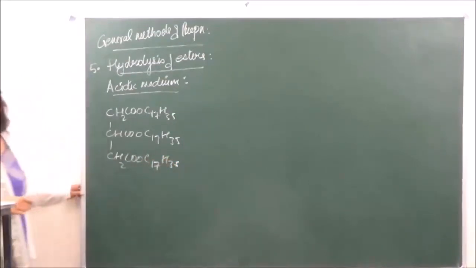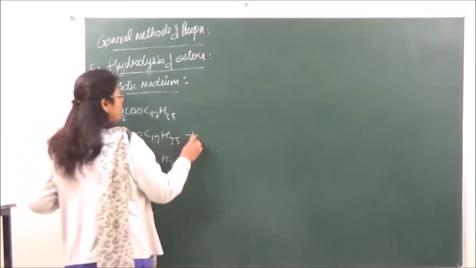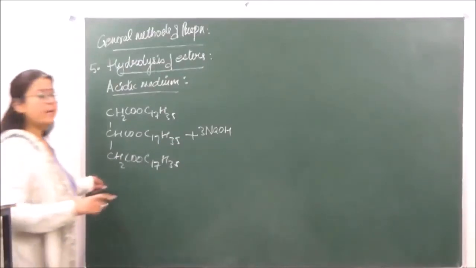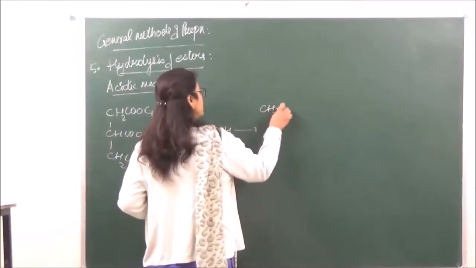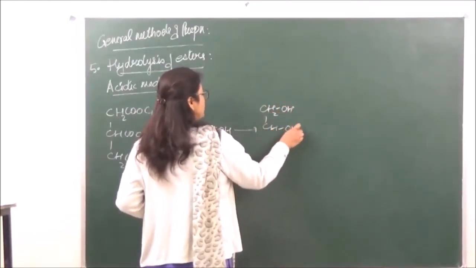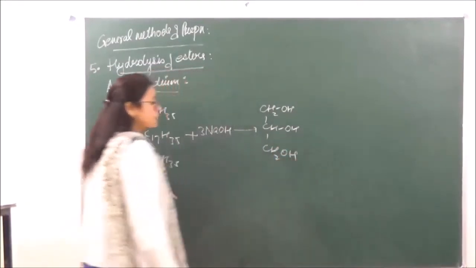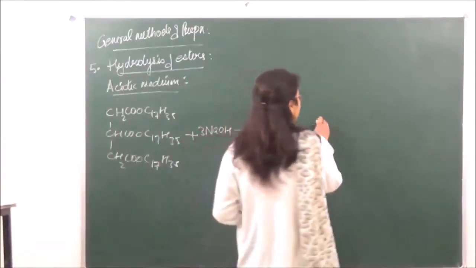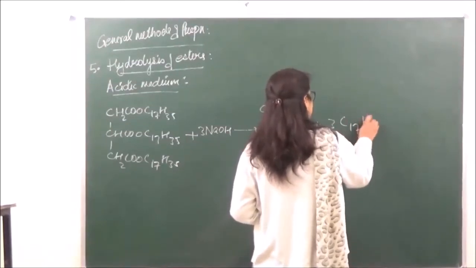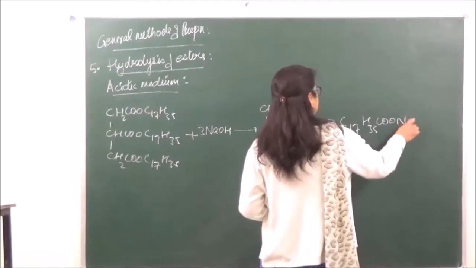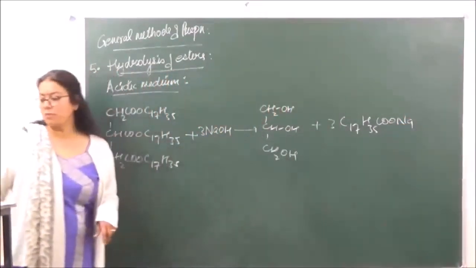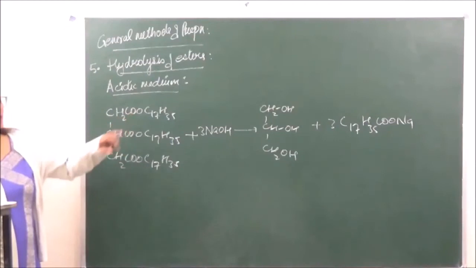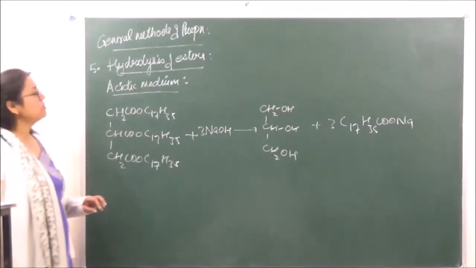C17H35, this is a triester, and when we react it with NaOH, this is going to give us glycerol, and soap is going to be formed. So we have over here CH2OH, CHOH and CH2OH, okay? And with this we are going to get 3 molecules of C17H35COONa. So this is the soap which is going to be formed over here, sodium stearate, right? You've taken the stearic acid over here, so the soap which is formed is going to be sodium stearate.